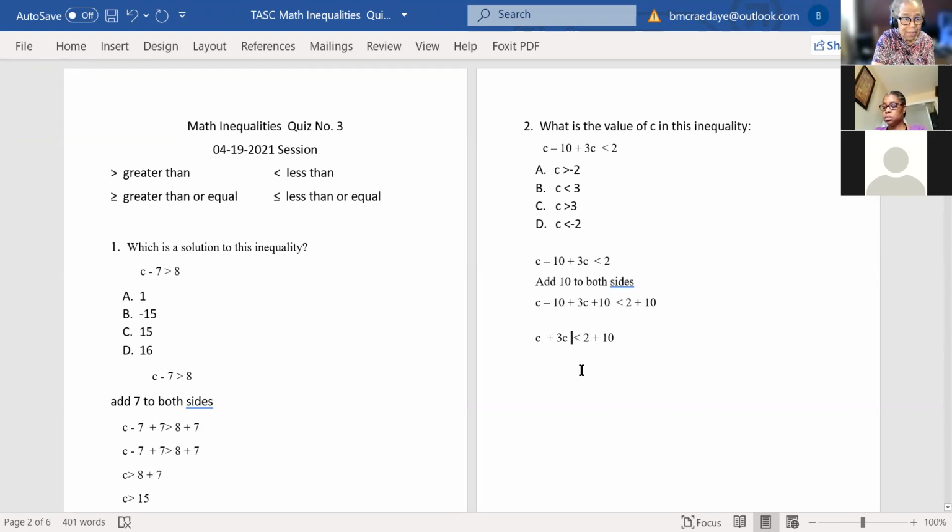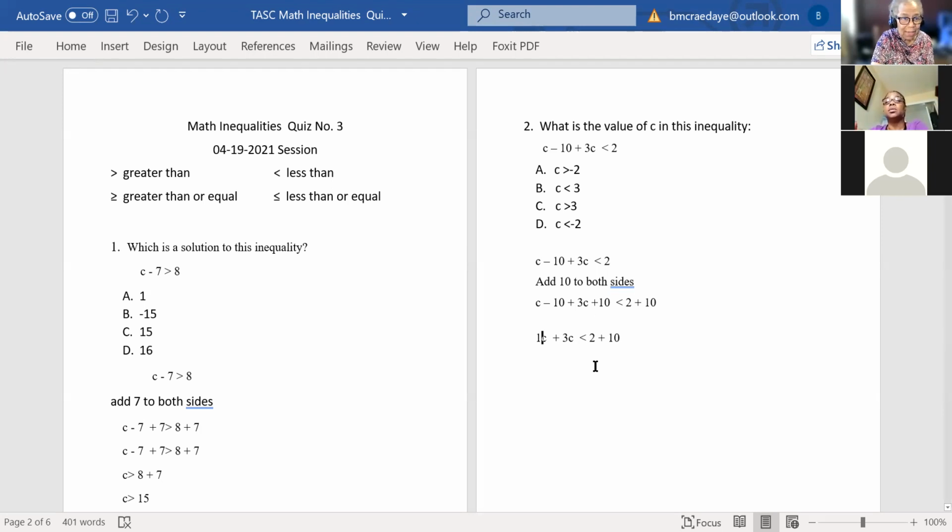Now, Vanessa, you have coefficients on your C and coefficients on your 3C. So what do you do here on the left side? This is not a multiplication. This is adding. You have a 1C and a 3C. And remember, when you add with variables and coefficients, you add the coefficients. So this is a 1C. Let me just put it here. So that'd be 4C.